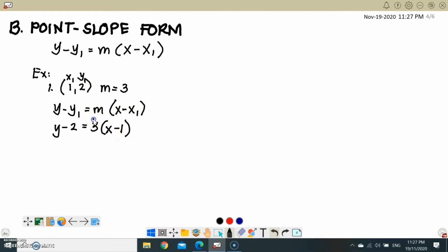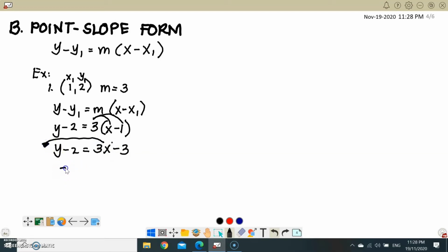So here we're going to distribute 3 to x minus 1. So we obtain y minus 2 is equal to 3 times x is 3x. 3 multiplied by -1 is -3. So we're now ready to transform the given equation into standard form. So we need to transpose 3x to the other side of the equation.